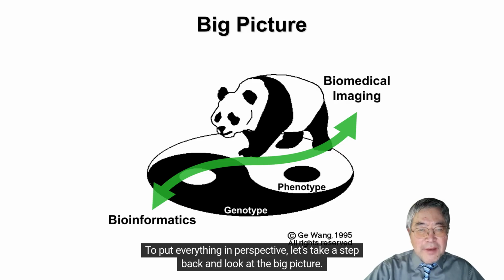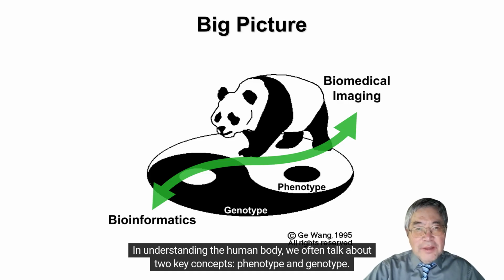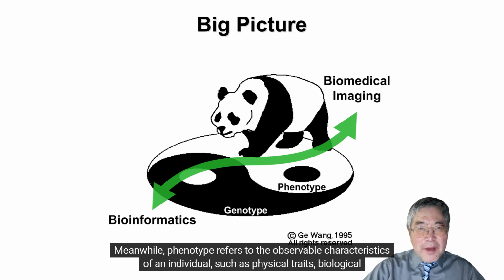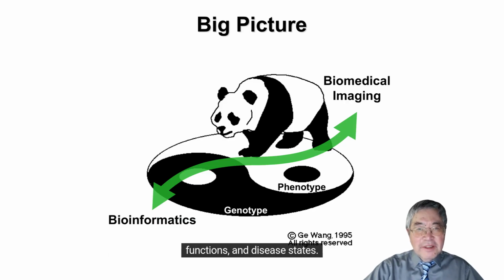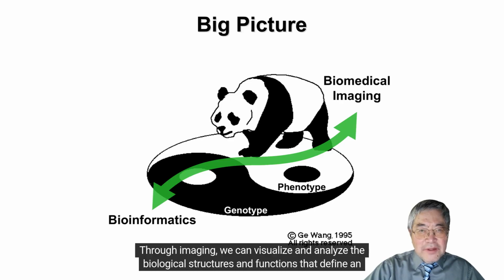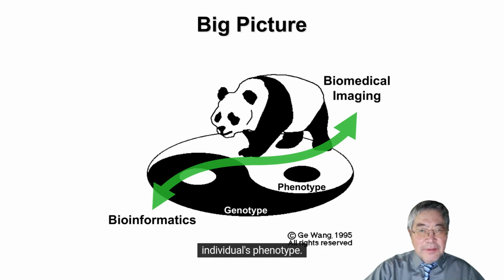To put everything in perspective, let's take a step back and look at the big picture. In understanding the human body, we often talk about two key concepts, phenotype and genotype. Genotype refers to your genetic makeup, the DNA that gives rise to your traits. Meanwhile, phenotype refers to the observable characteristics of an individual, such as physical traits, biological functions, and disease states. Biomedical imaging plays a crucial role in studying the phenotype. Through imaging, we can visualize and analyze the biological structures and functions that define an individual's phenotype.